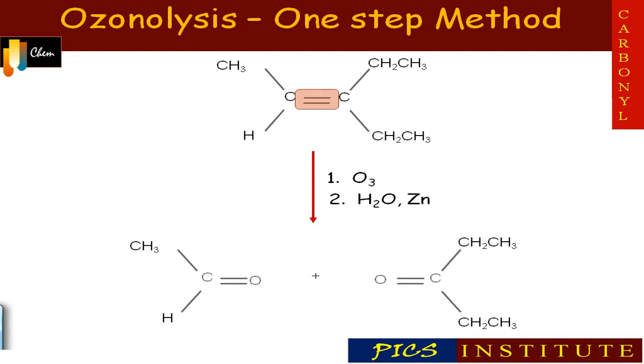we get left hand side aldehyde and right hand side ketone. So this carbon oxygen double bond is formed at the place of pi bond. Similarly, this bond is also formed at the place of pi bond.